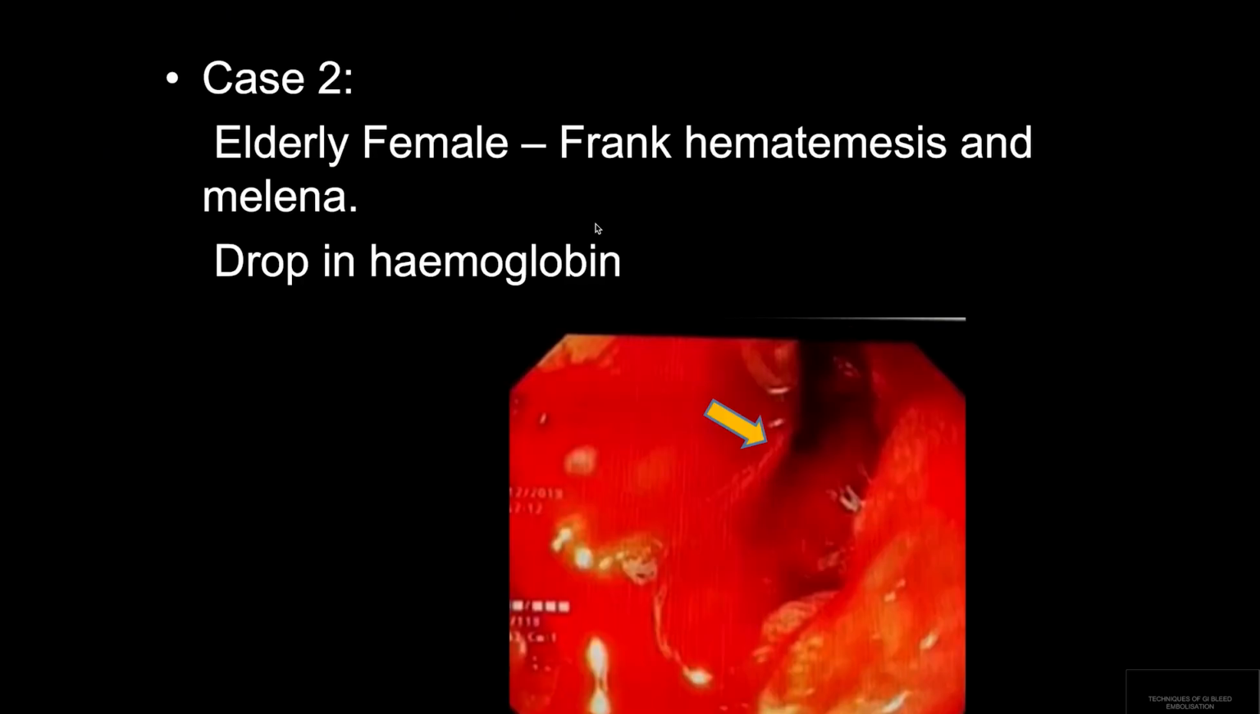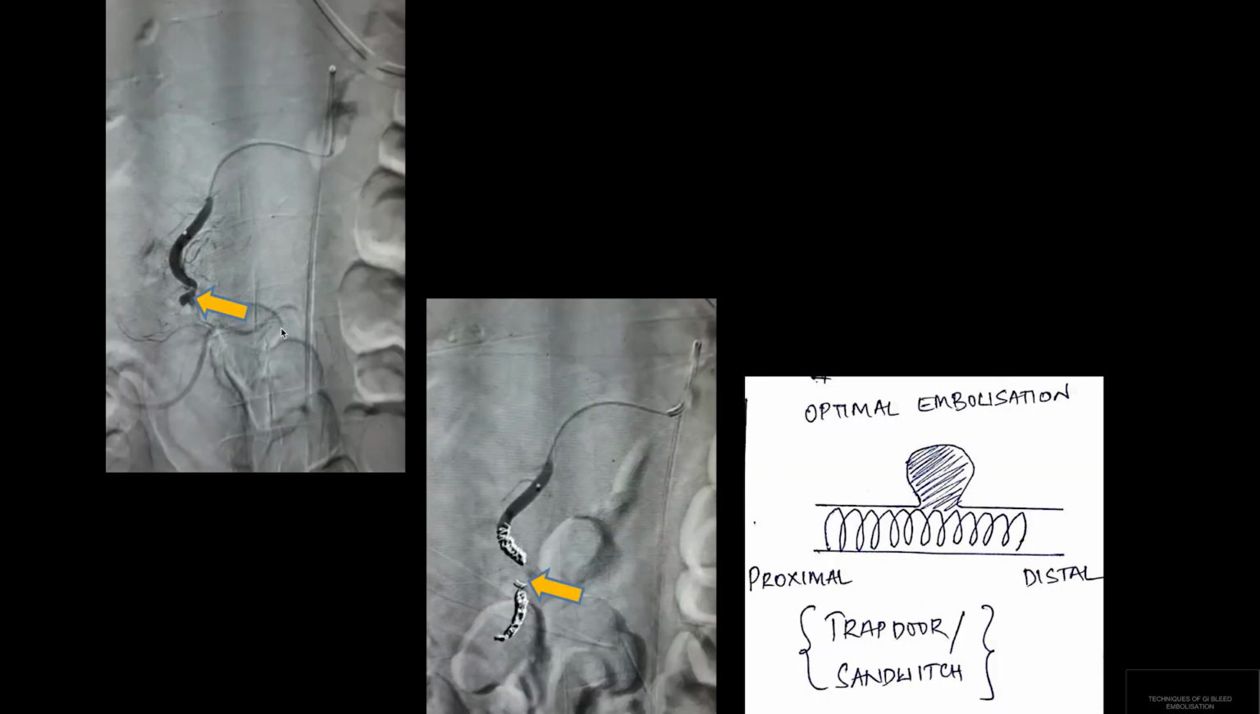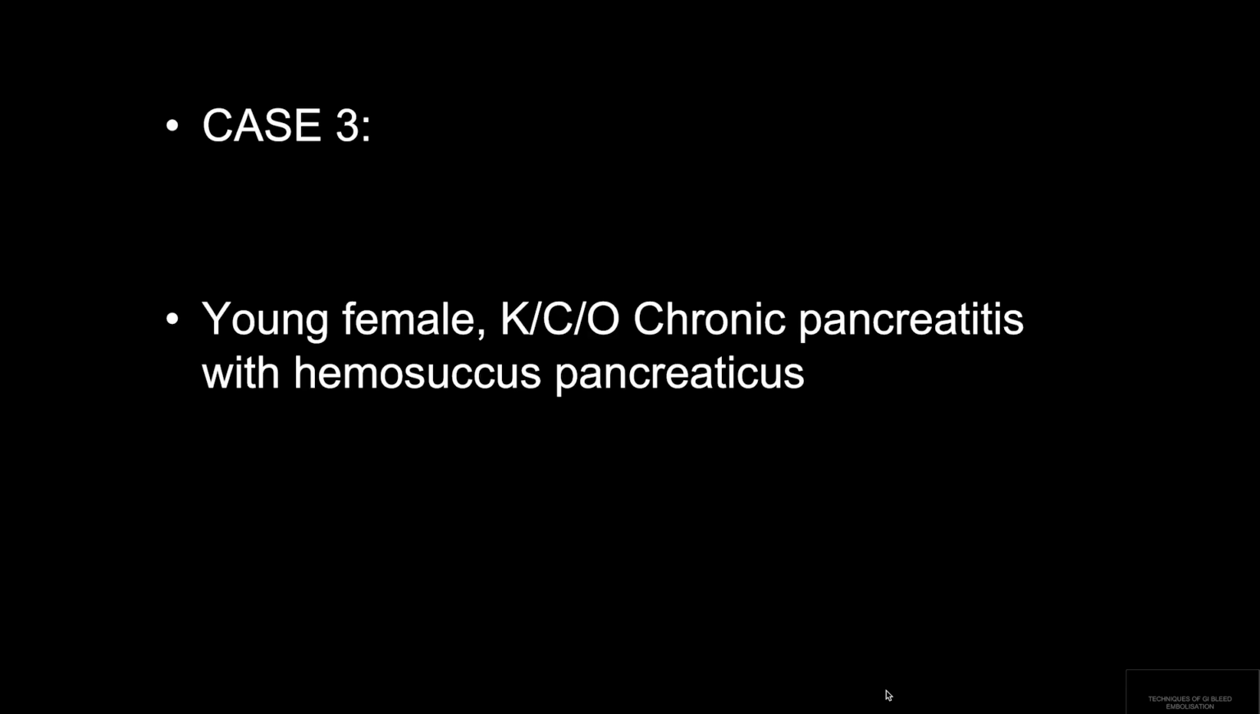Now the second case, she is an elderly female. She presented with frank hematemesis and melena, and there was a drop in hemoglobin. Endoscopy was performed, which demonstrated a frank gush of blood from the medial wall of the D2 segment of the duodenum. The patient was immediately taken for embolization. So this is the SIM1 catheter in the celiac artery, a thinner microcatheter selectively cannulating the gastroduodenal artery, and this is a super selective gastroduodenal angiogram demonstrating a small pseudoaneurysm in the mid GDA. Again, we went ahead and did trapdoor embolization, first distal coil packing followed by proximal coil packing. So trapdoor or sandwich technique, and the patient recovered well.